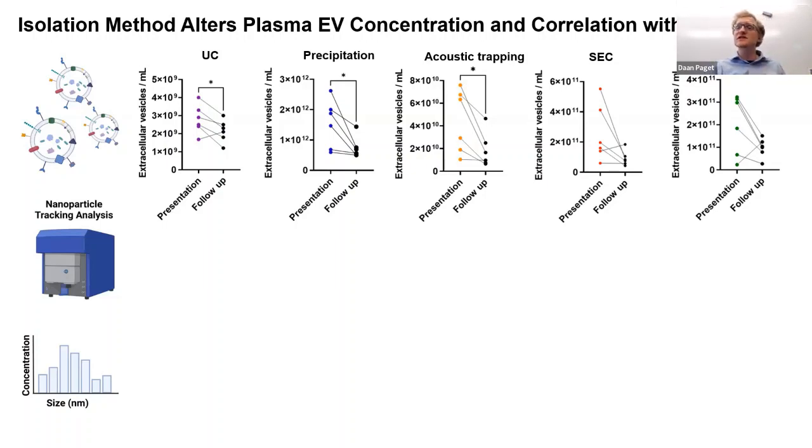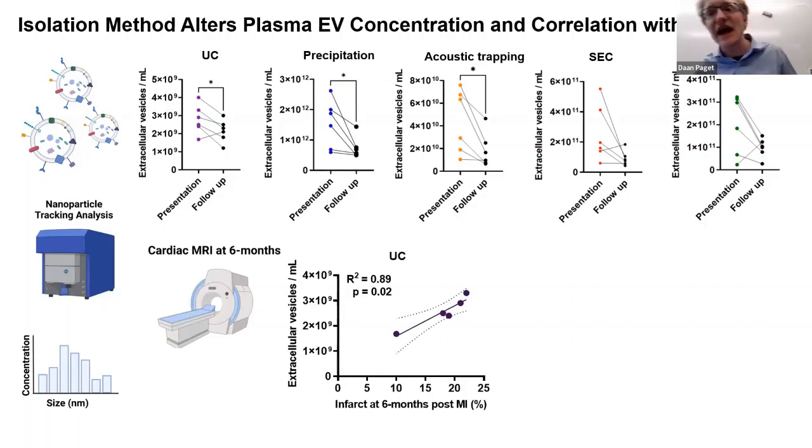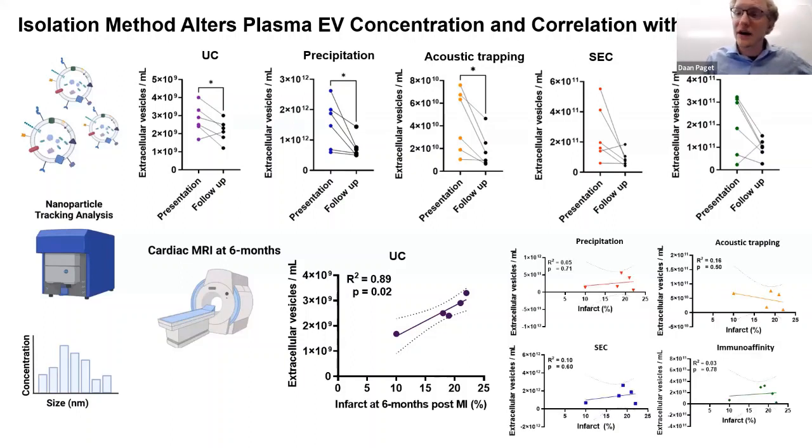Then we wanted to see if we saw a nice correlation, which we saw previously, with the infarct size. So we looked at cardiac MRI imaging in these patients and then compared the plasma concentration at time of presentation. We see a nice correlation with ultracentrifugation isolated extracellular vesicles, where the larger the infarct, the more extracellular vesicles are present. But if we apply the same analysis to other EV isolation methods, we don't find any correlation at all. Again, this suggests that the isolation method does affect the profile that you're seeing.